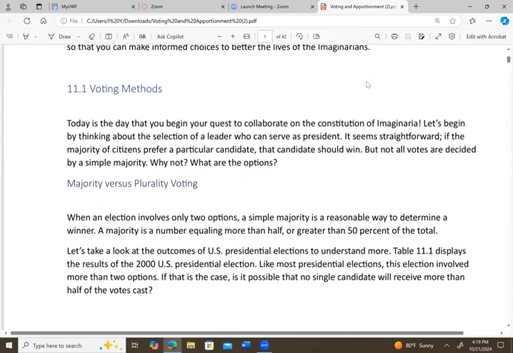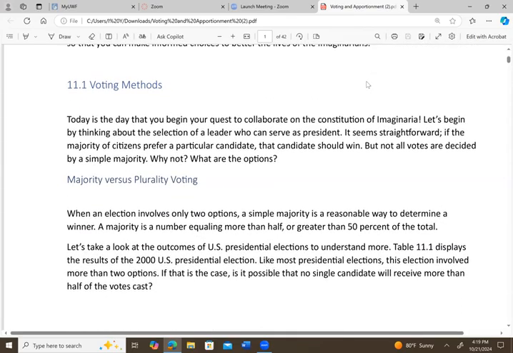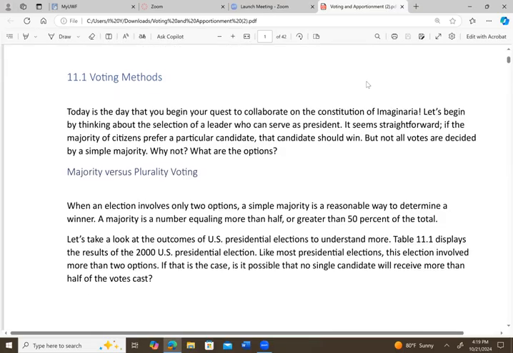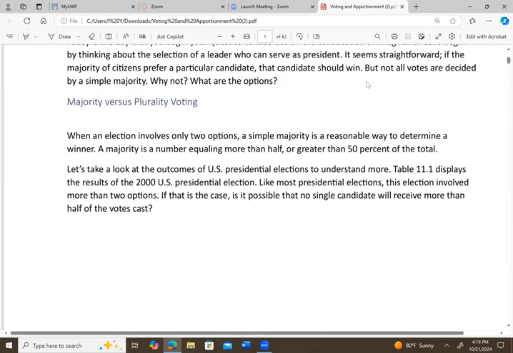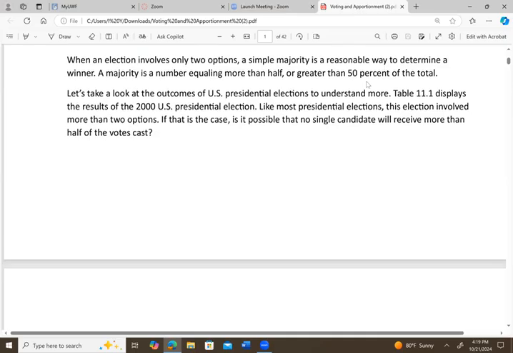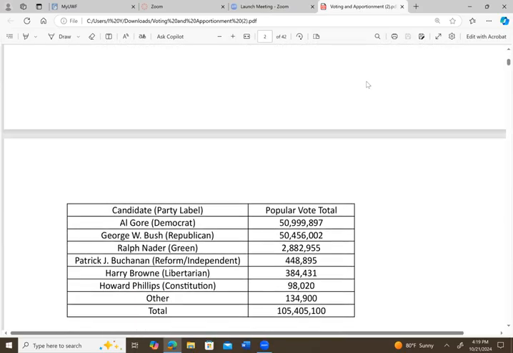So, the first thing we look at is majority versus plurality voting. When an election involves only two options, a simple majority is a reasonable way to determine a winner. A majority is a number equaling more than half, or greater than 50%, of the total. Let's take a look at the outcomes of the U.S. presidential elections to understand more. So we have a table displaying the results of the 2000 U.S. presidential election. Like most presidential elections, this election involved more than two options. If that is the case, it is possible that no single candidate will receive more than half of the votes cast.